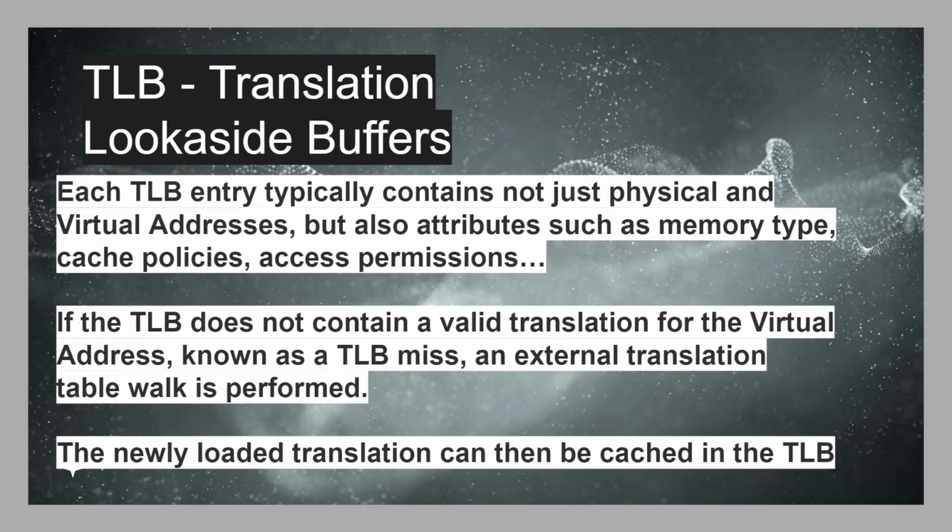Now, every TLB entry typically contains not only the physical and virtual addresses, but also some attributes like the memory type, caching policies, access permissions. So in itself it is like a cached version of the page table. If the TLB does not contain a valid translation for the virtual address, then that's a TLB miss, and then the actual external walking has to happen. But remember, once you're inside a 4K page, you don't need to do it again because you're just changing the offset. So this miss doesn't happen every single time. It's actually every time you change a page. And if you've got enough entries, you can keep quite a cache of pages available.